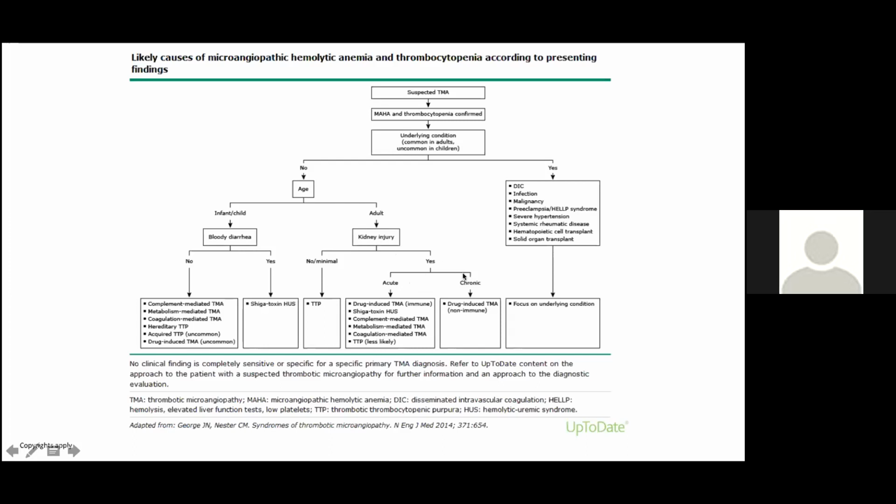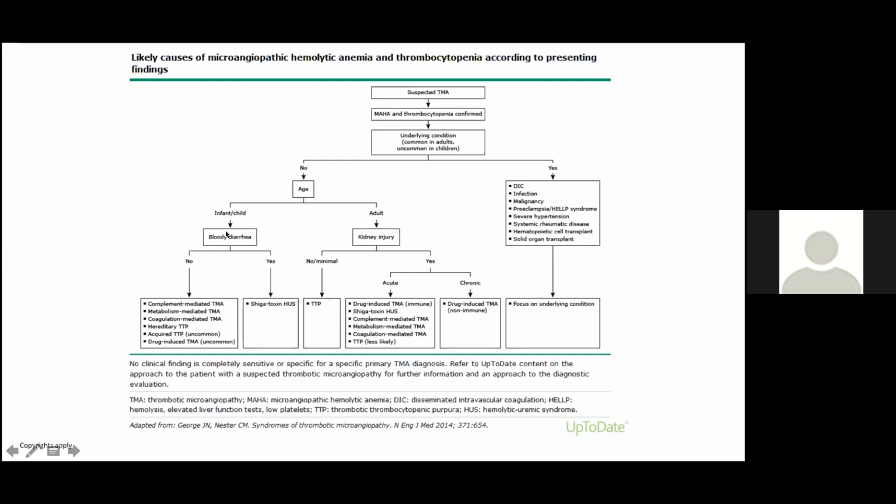And if the kidney injury is chronic, if it has happened over weeks and months, then you have to think of non-immune drug-induced thrombotic microangiopathy. Usually the chronic renal impairment happens over months in this variety. And if the patient is a child, just see if there is diarrhea with blood. If there is diarrhea with blood, the diagnosis would be HUS and you have to manage accordingly.